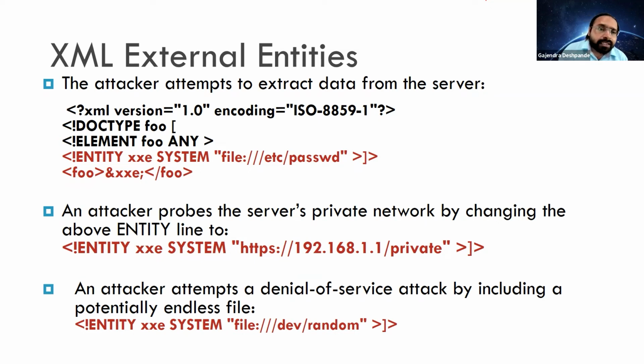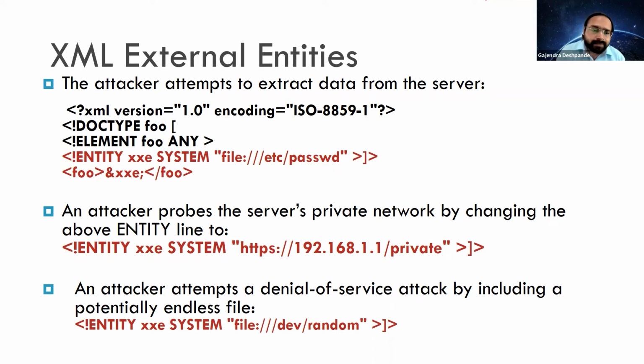Now you can see here some examples. In the first example, the attacker is attempting to extract data from the server. What he is trying to do is create an entity called XXC, and link it to this file, that is /etc/password. Whenever the person uses the entity &XXC; (this is the way you should mention an XML entity), the attacker will gain access to the password file.